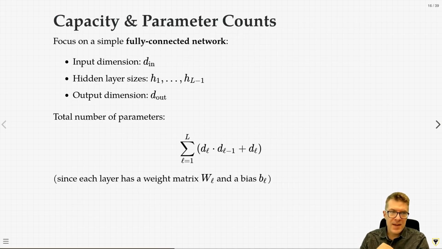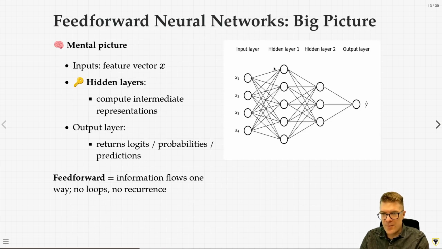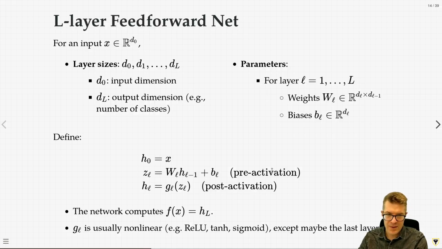So let's think about a fully connected network. A fully connected network is just one in which every neuron from the previous layer is connected to every neuron in the current layer. So none of these possible connections are empty or zero, at least theoretically.